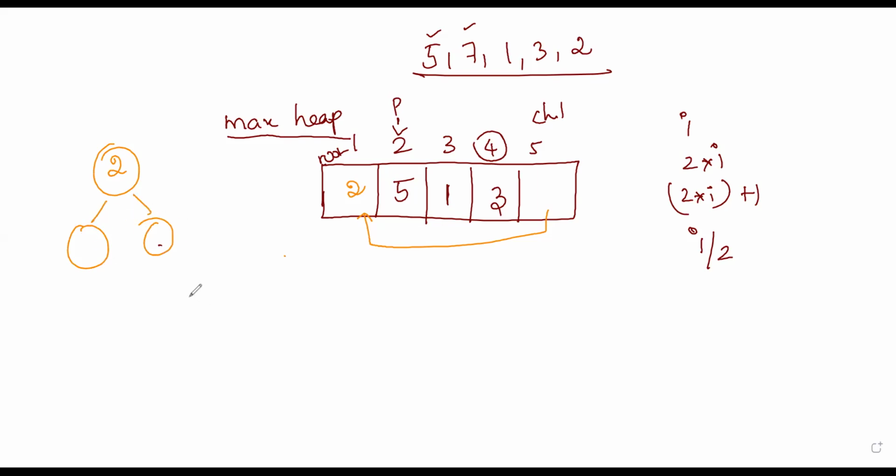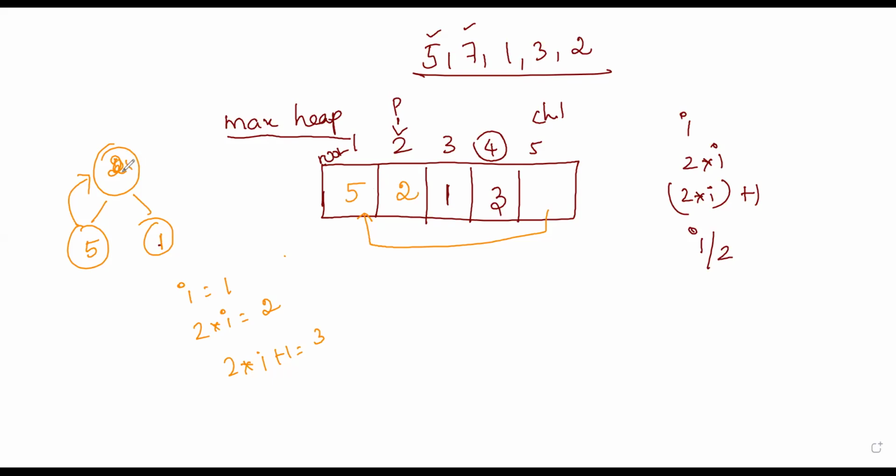What is the left child? Now i is equal to 1, since 2 is at the first position. Its left child will be 2 star i, that is 2. The second position element is 5 here, and 2 star i plus 1 is equal to 3. The third position element is 1. Since it's a max heap, the parent should have the greatest value. So swap with its greater child. 5 is greater, so I have to swap it. I'll just swap 2 and 5 like that.